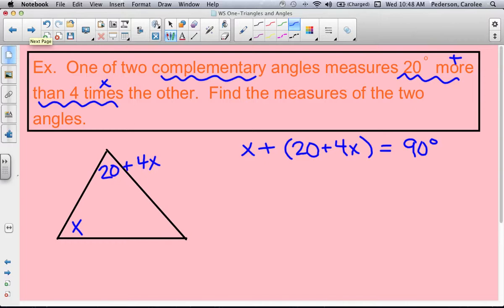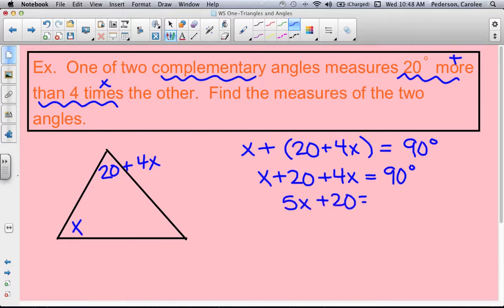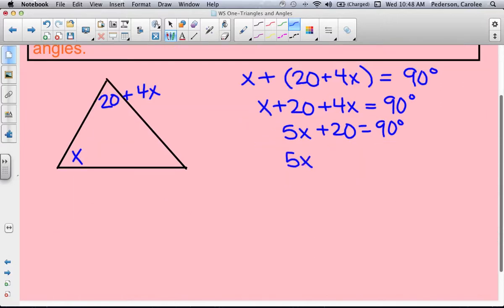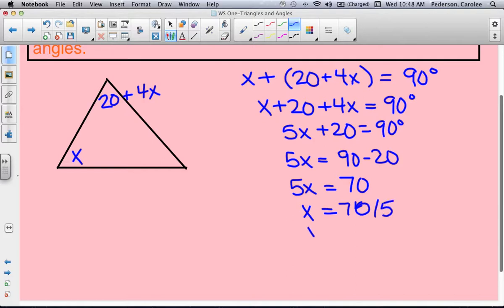And now I solve for x. So I'm going to drop the parentheses. And then I'm going to combine like terms on the left. So x plus 4x is 5x. Then I'm going to subtract 20 from both sides. 90 minus 20 is 70. Then I'm going to divide both sides by 5. And x equals 14 degrees.